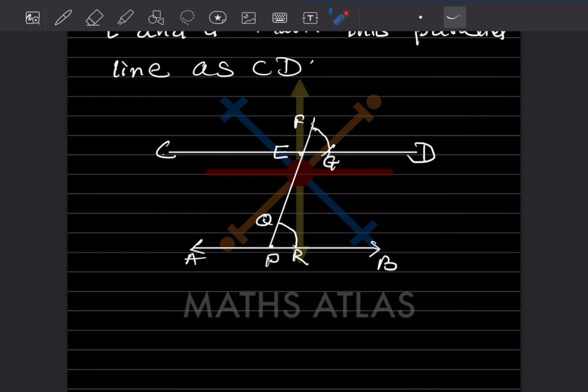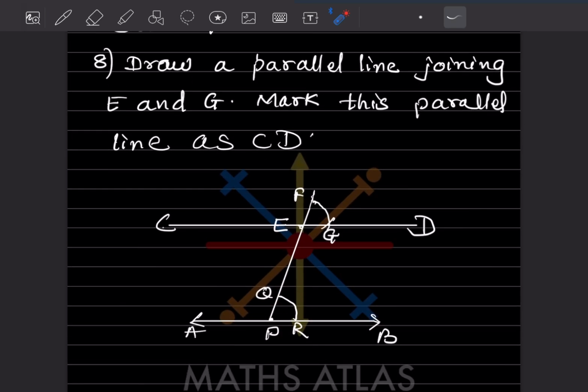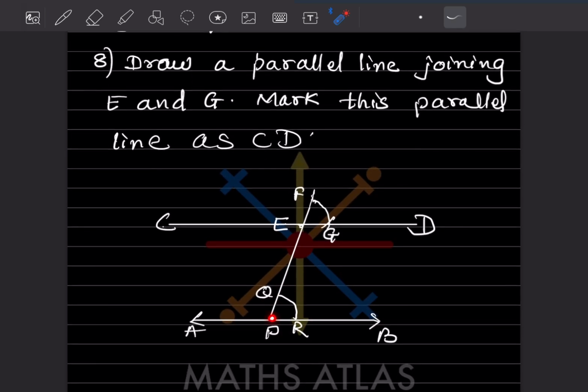You can put any alphabet. Then you are going to join this line, so take joint EP. Take a suitable distance and draw an arc from P and mark as R and Q. You will keep your compass over here, take a suitable distance, and draw an arc over here, and mark this as R and Q. You can change to any other alphabet. The same distance you will take from this point, and whatever distance you have taken, you will draw the same here.